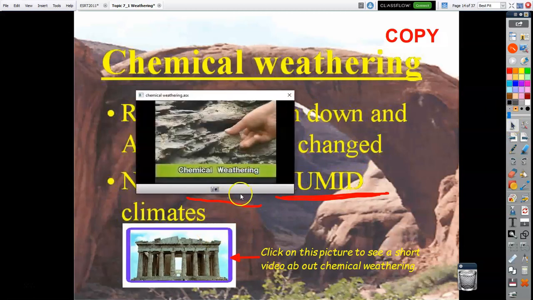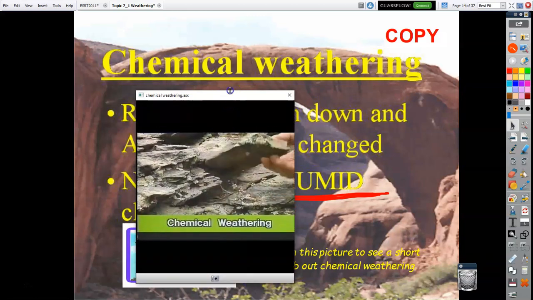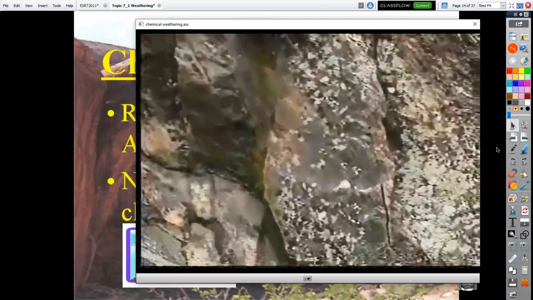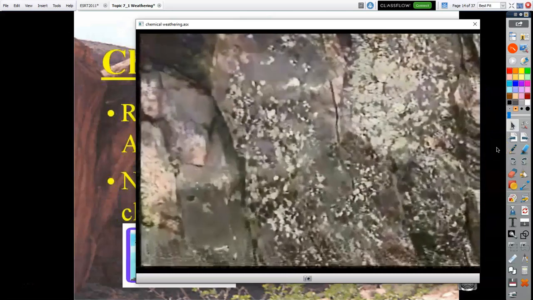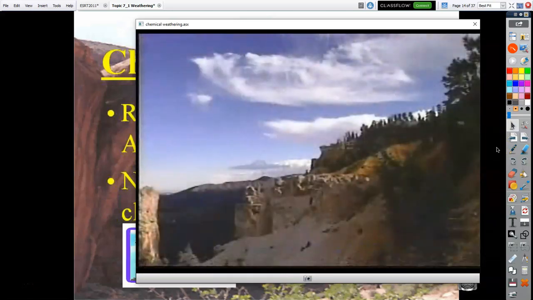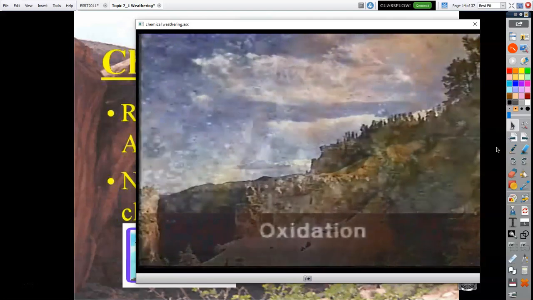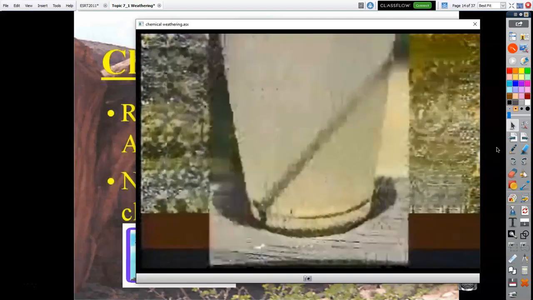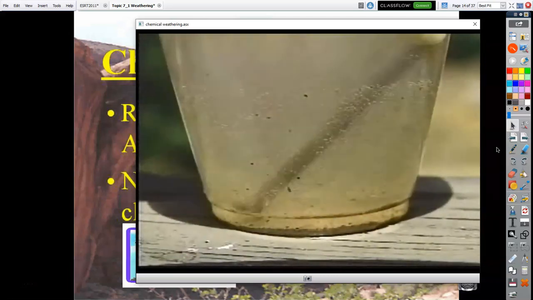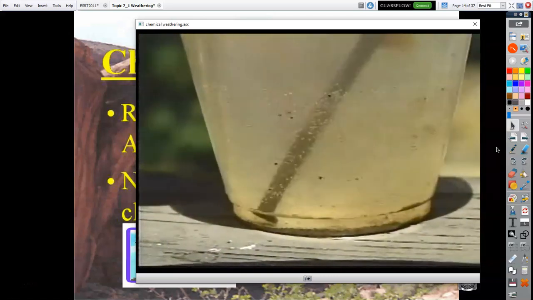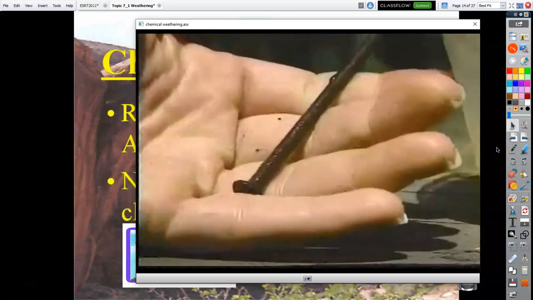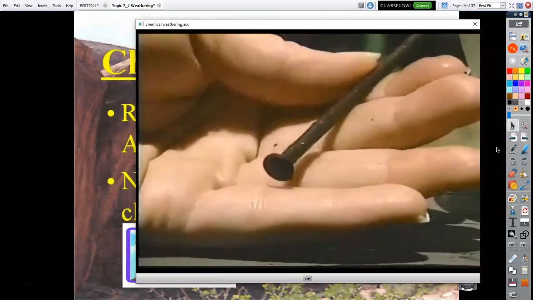The second kind of weathering is called chemical weathering. Chemical weathering causes changes in the rocks from the reaction of different chemicals on the surface of the rocks. One common example of chemical weathering is called oxidation. If we were to leave an iron nail in a cup of water for a few weeks, a chemical change takes place. The nail gradually becomes coated with a dark red substance we call rust.